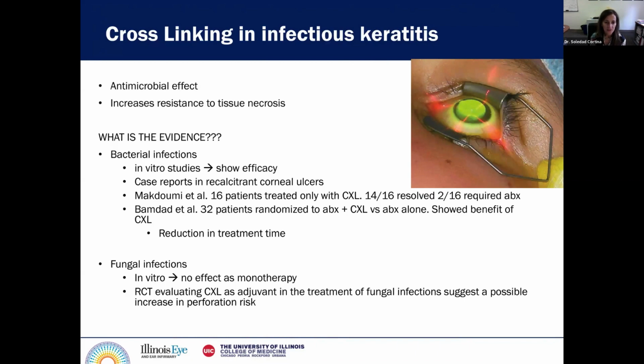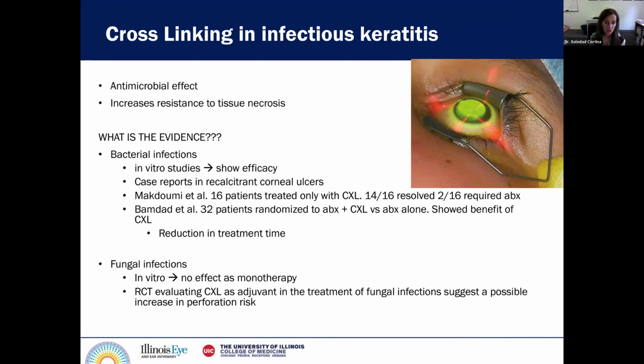We know that for bacterial infections, efficacy has been proven in in vitro studies. There have been several case reports now that showed benefit in patients with recalcitrant corneal ulcers. There was a study that reported on 16 patients treated only with collagen cross-linking, and they showed that 14 out of 16 resolved just with the cross-linking, and 2 out of 16 required antibiotic treatment.